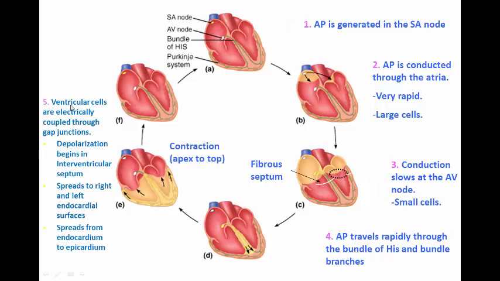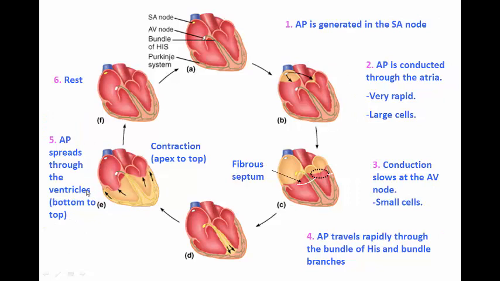And then the ventricular cells are electrically coupled through the gap junction. So depolarization begins in the interventricular septum, then in the right and left ventricular walls, and the depolarization spreads from the endocardial surface to the epicardial surface of the right and left ventricle.